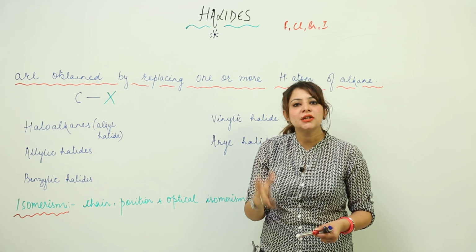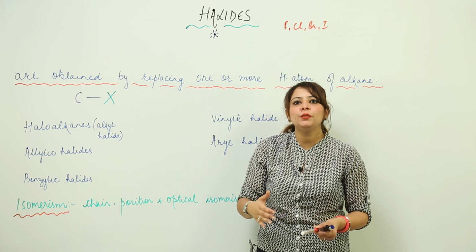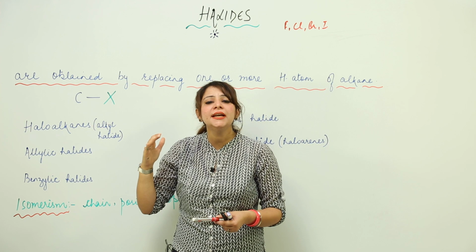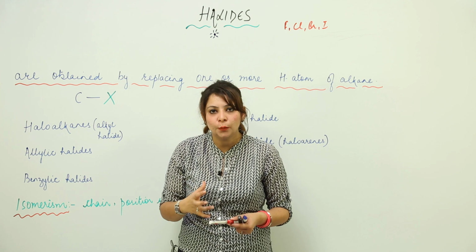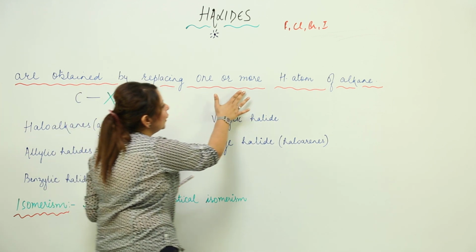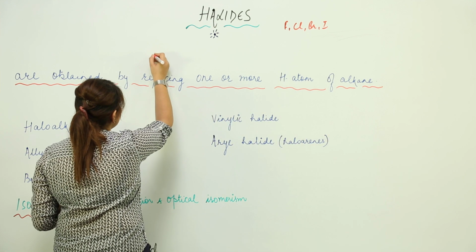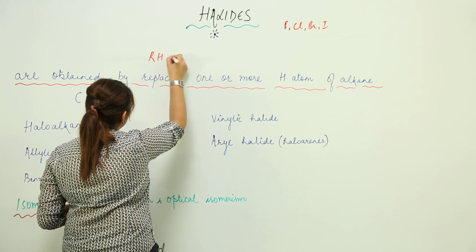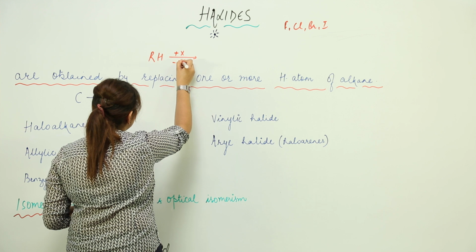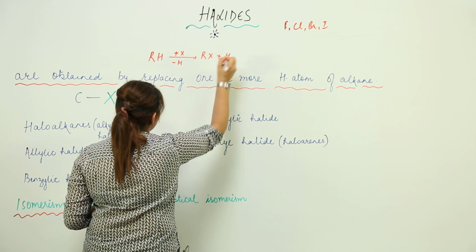One of the important halide compounds is the haloalkanes. So this is what we are going to start in this chapter. How are haloalkanes obtained? They are obtained by replacing one or more hydrogen atoms of an alkane. Suppose I have an alkane, I add a halogen and replace a hydrogen. So what I'll get is RX plus H2.